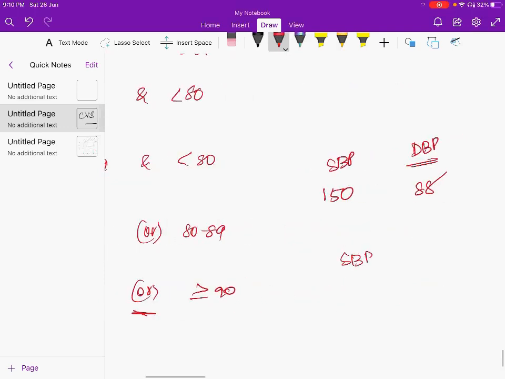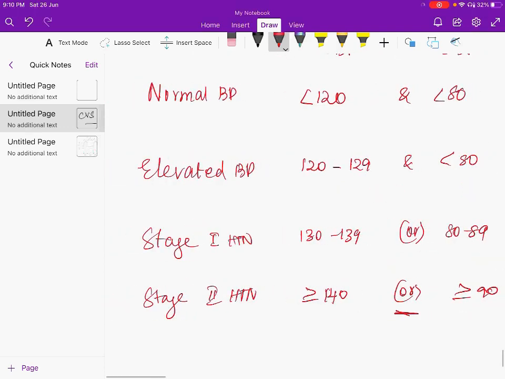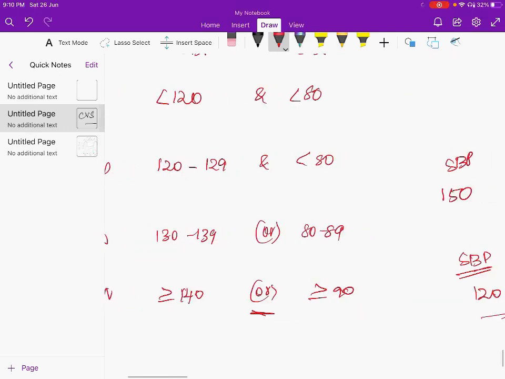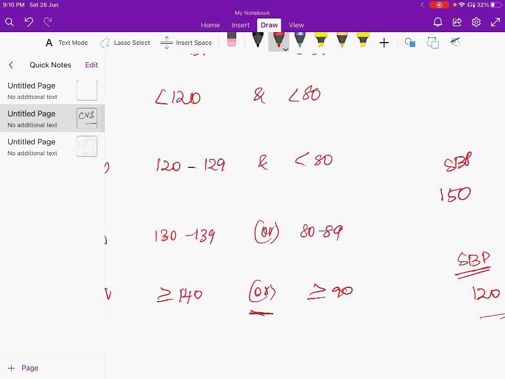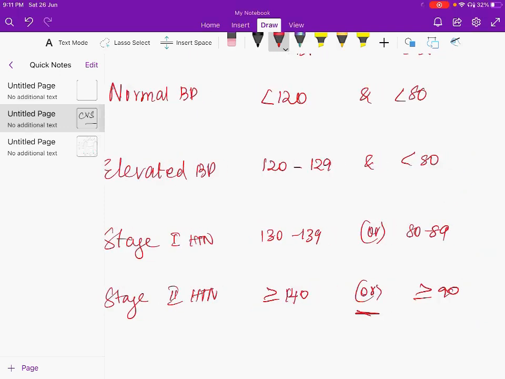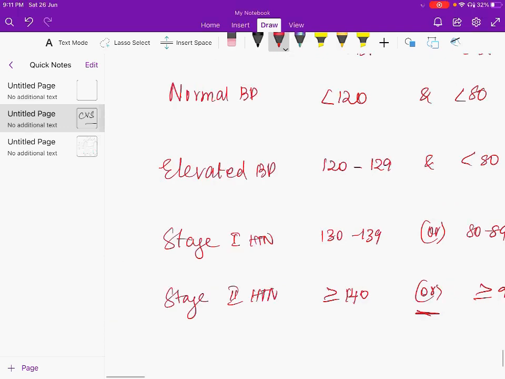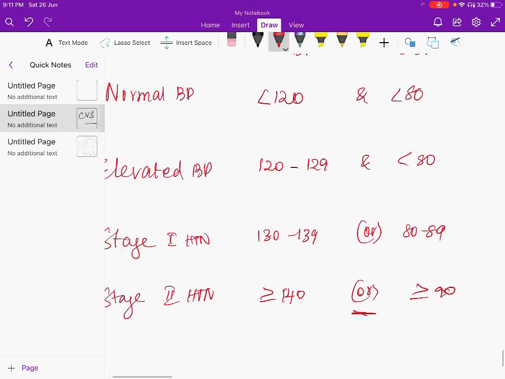Similarly, the patient is having a systolic BP of 120, whereas the diastolic BP is 90. Where does this come? Is it normal, elevated, stage 1, or stage 2? Yeah, it is again stage 2, because even if it meets any one of the criteria, either systolic BP or diastolic BP, you should go for the higher one. Either the higher or the other number, we have to give preference. So this is all about diagnosis of hypertension.